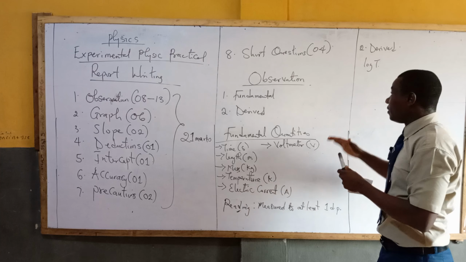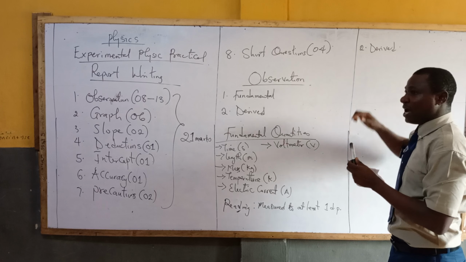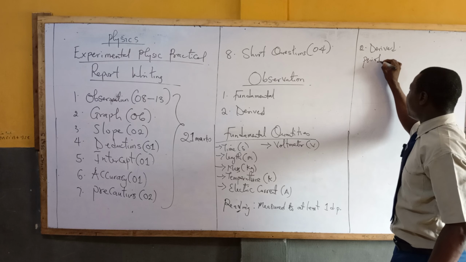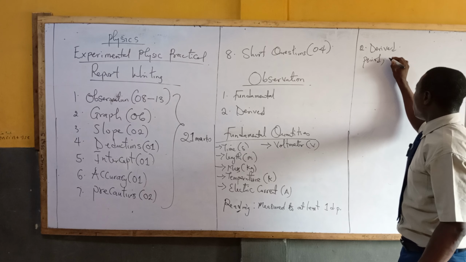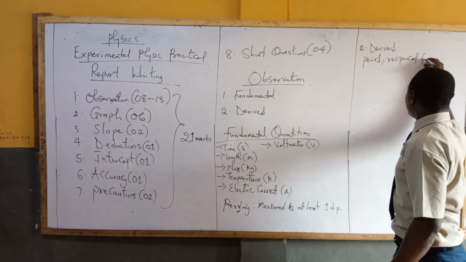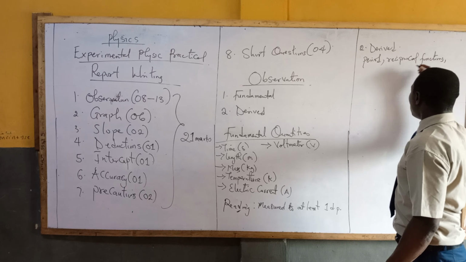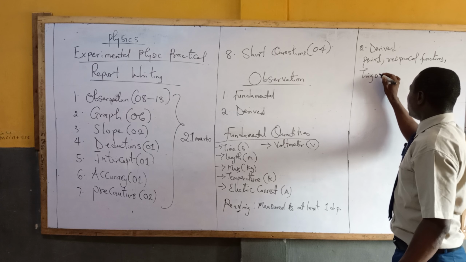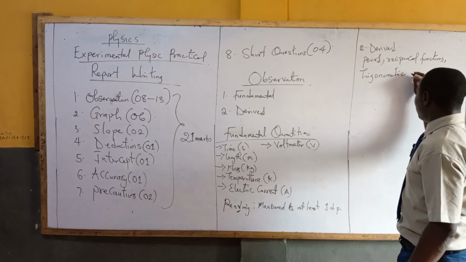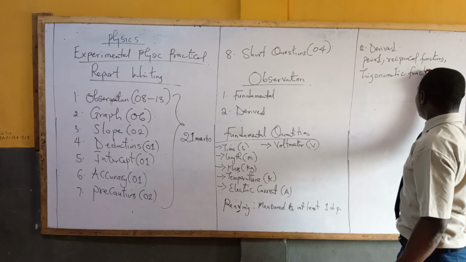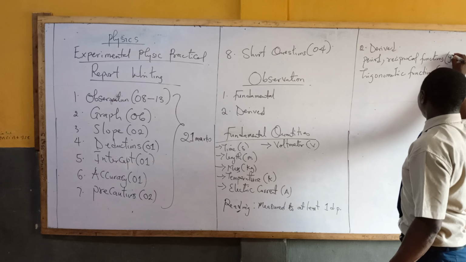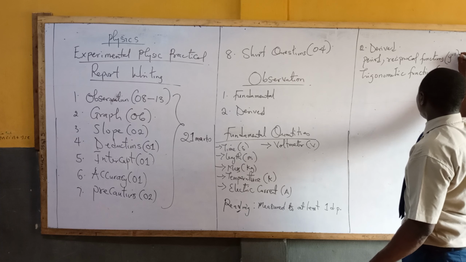Now some of the things that you are going to be asked under this has to do with things like your period, when you are looking for reciprocal of functions, you are looking for the trigonometric functions as well. These are considered under your derived observation. Something like your reciprocal, for example, you have something like the inverse of y. That is what we mean by reciprocal.